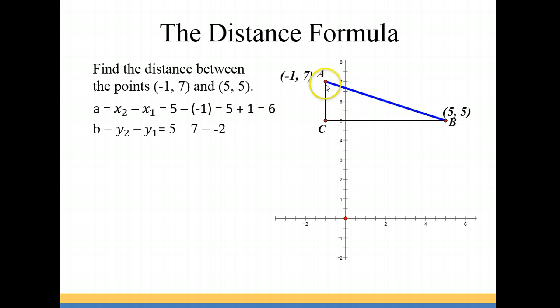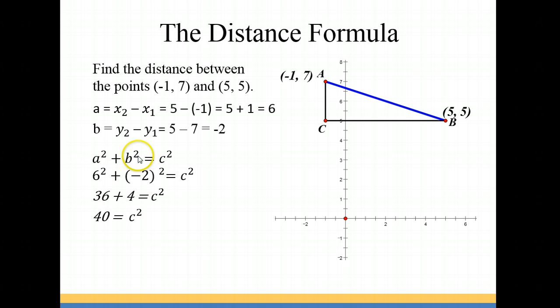Now this length here, AC, of the right triangle, can be found by finding the difference between the y values. So those values are 5 and 7, and we're going to subtract those, and we get -2. It's actually a +2, but it really doesn't matter because we're going to square it.